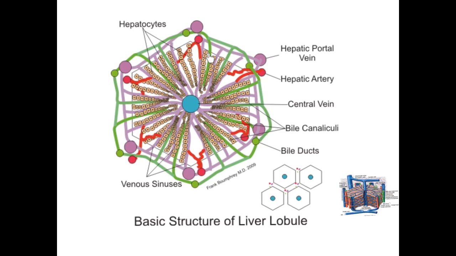Towards the periphery, it will form a canal of Herring, and then these will be collected together from here and there to form this bile duct, which is present in the portal tract. So we have this one, this one, this one, this one, this one. All of these are lined by simple cuboidal epithelium, as well as the canal of Herring also is lined by simple cuboidal epithelium.